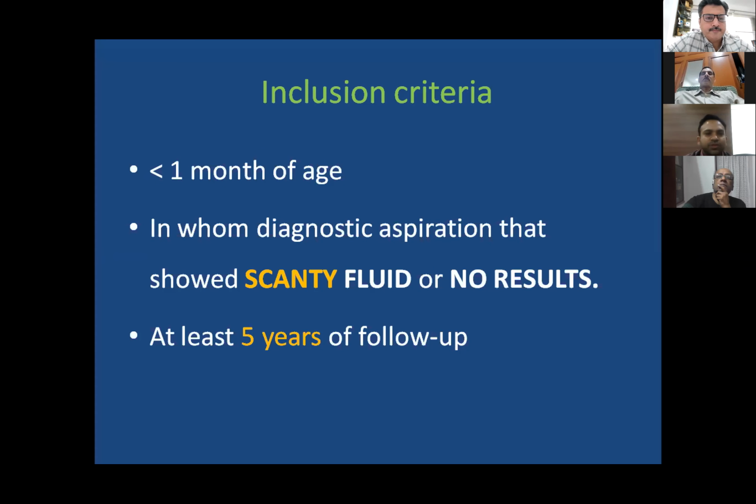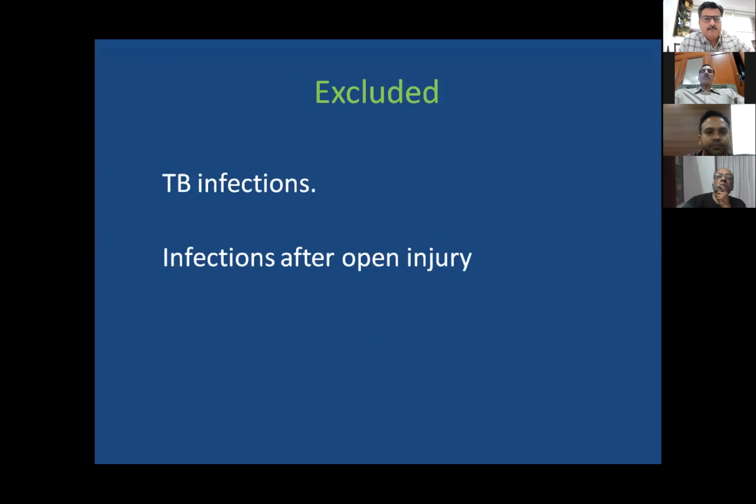They included those kids who were less than 1 month of age, whose aspiration was negative because they showed scanty fluid or no results on aspiration, and at least 5 years of follow-up was there. They excluded neonates with tubercular infections due to open injury.